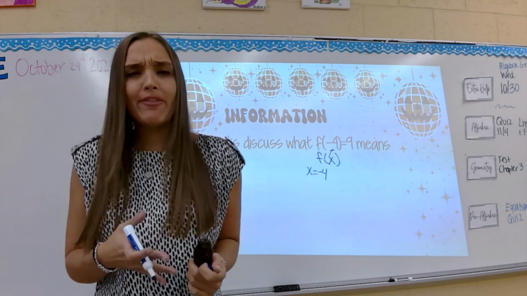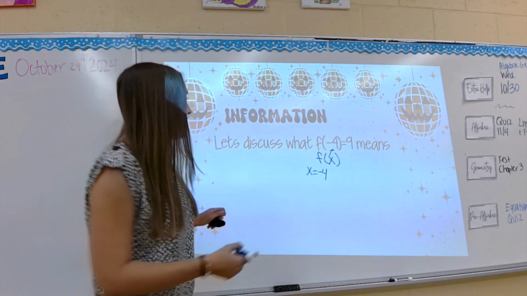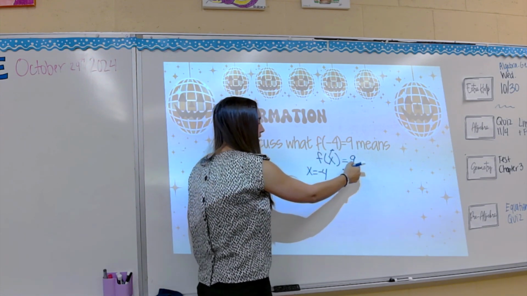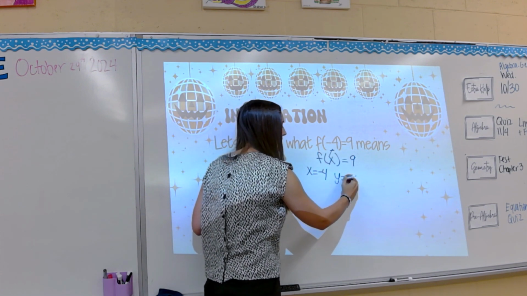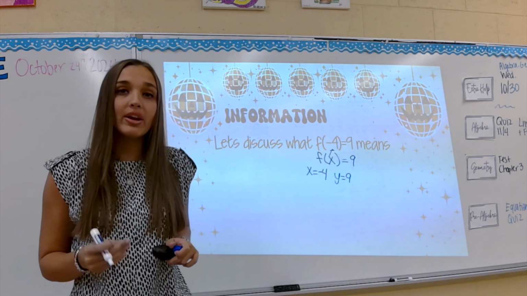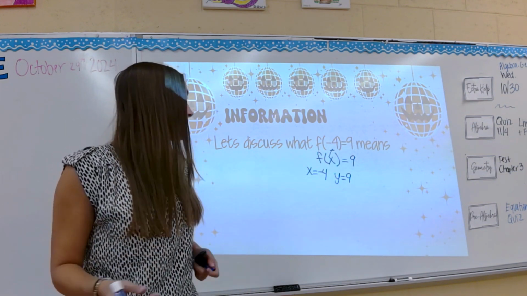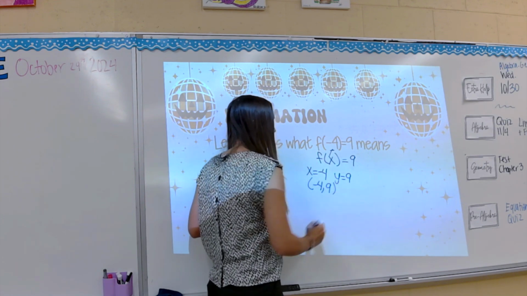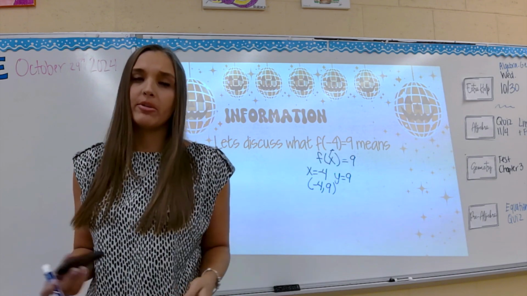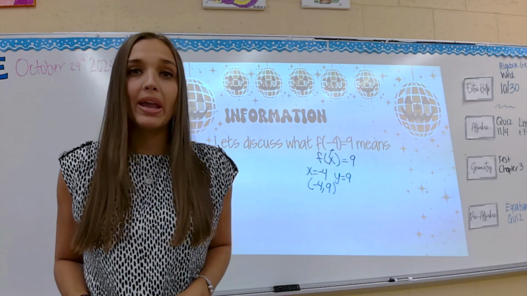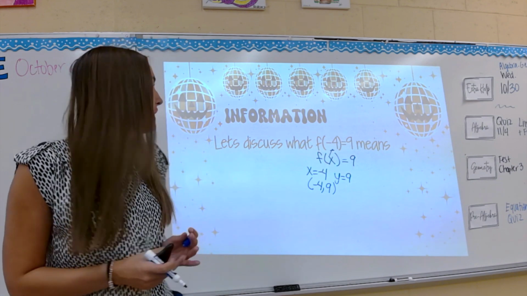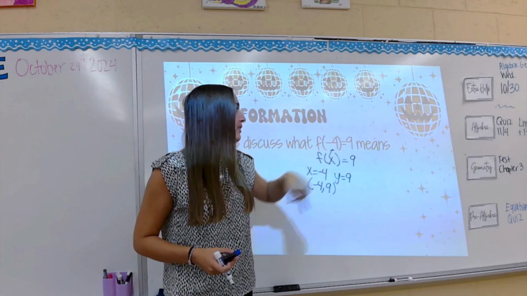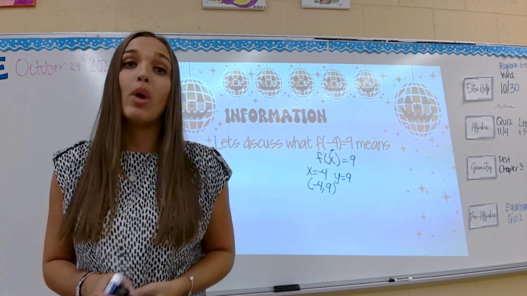We saw before that f of x is the same thing as y. So we're saying that f of x, when my x is -4, equals 9. If f of x equals 9, that's the same thing as y, so y equals 9. So when our x is -4, y is 9, and we can write that as an ordered pair: -4, 9. If your teacher asks you to give it as an ordered pair, obviously write it like that. The number inside the parentheses is your x value. The number on the other side of the equal sign is your y value.